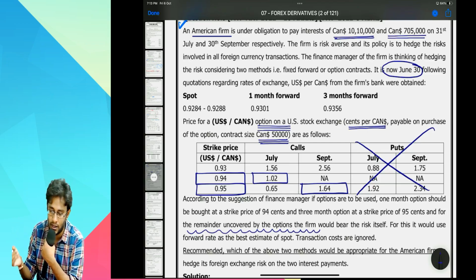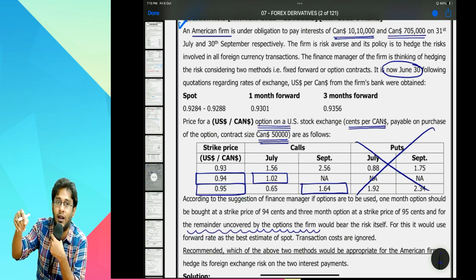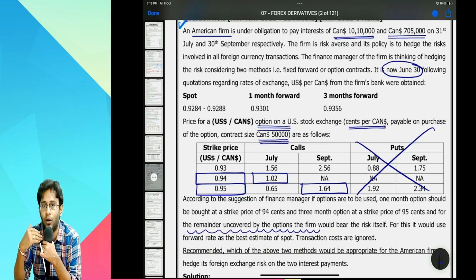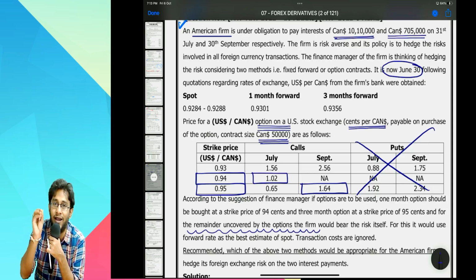He says, you have to catch the language. And for the remainder uncovered. Uncovered means what? You are not doing over hedging. You are doing only under hedging. So round off to the lowest boundary, take 20 contracts. When you take 20 contracts, whatever 0.2 contract you are unable to take up, to that extent your FC payable will remain unhedged.